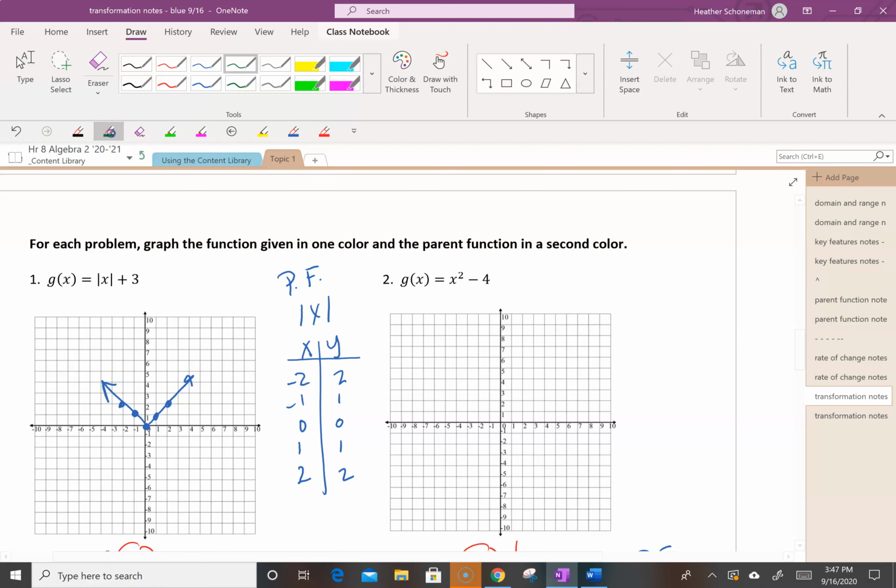All right, I should have said this earlier, but on these we want to have 2 colors, a pencil and a marker, or a pencil or colored pencil, or a different colored pen, so that you can see the difference between the 2 graphs.